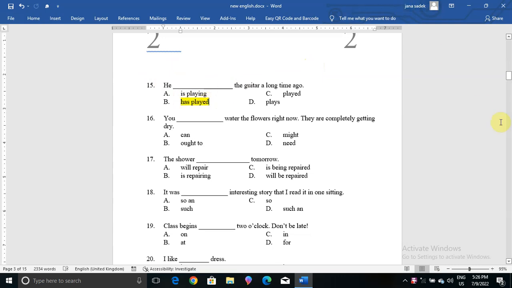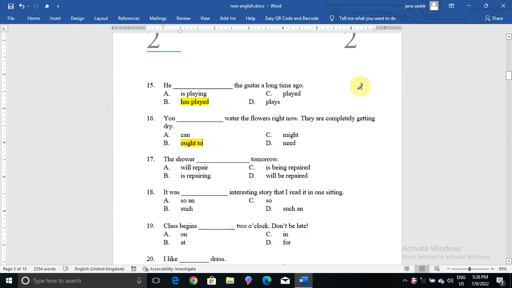Now question number 16, you dash water the flowers right now. They are completely getting dry. So that means it's an obligation that you must or you ought to. You ought to water the flowers right now. They are completely getting dry. So the correct answer for question number 16 is B.